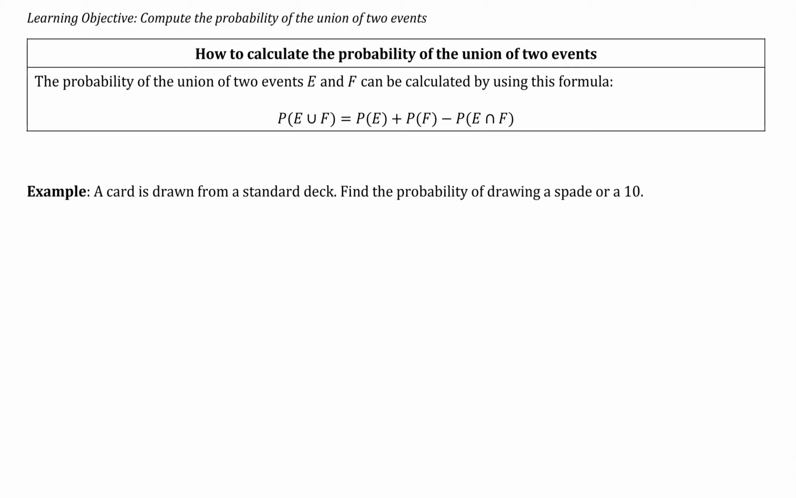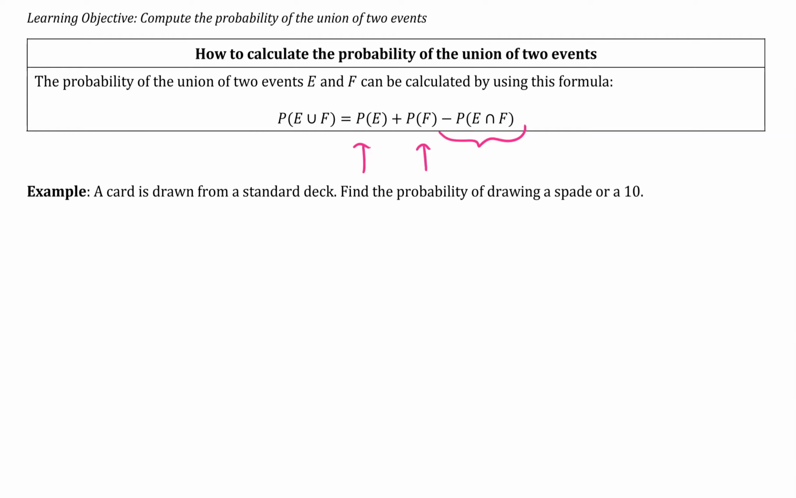In this video, we will calculate the probability of the union of two events. So let's review how we do that. We are given a formula for calculating the union between two events, call them E and F. In order to do that, we simply add the probability of E and the probability of F, but we have to subtract off their intersection.